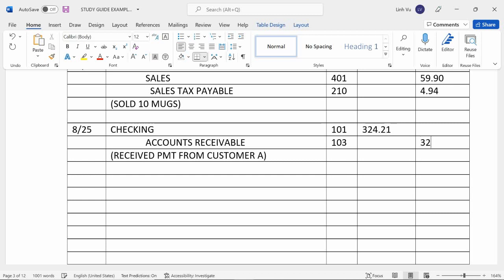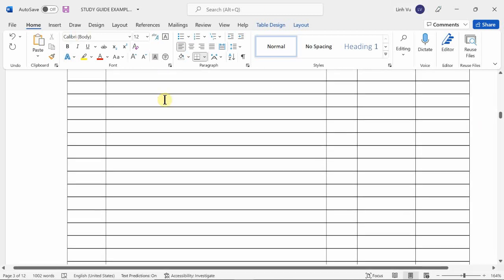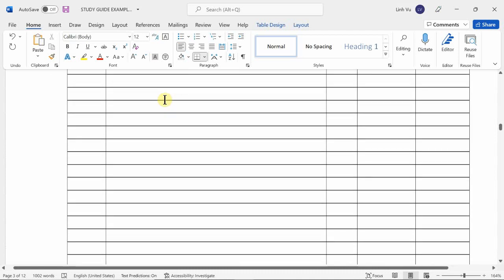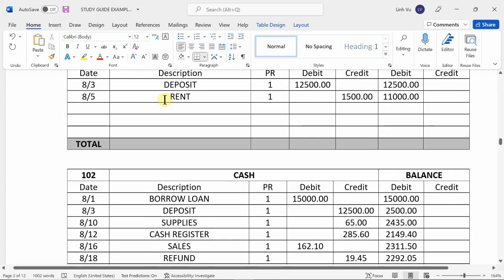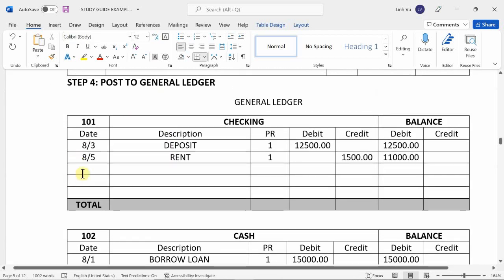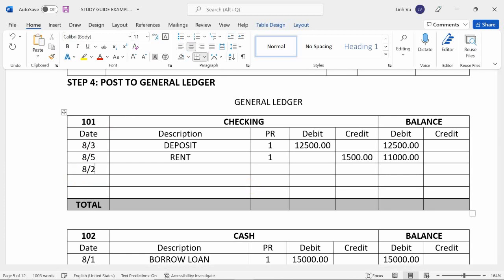$324.21. So that means let's go ahead and decrease that account and increase my checking account. Okay, so here's your checking account. Receive payment for $324.21. So that should increase your checking account.